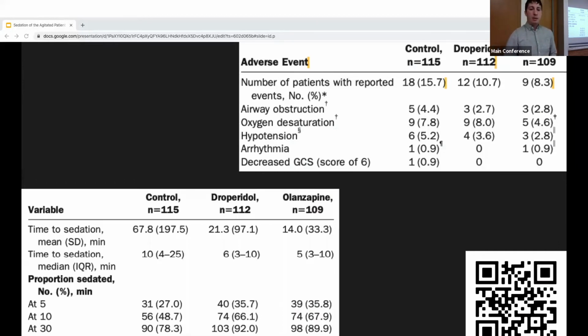Again, ED patients, about 300 patients. The dosing was actually 5 of droperidol IV versus 5 of olanzapine IV. The primary outcome, again, was time to sedation. Droperidol and olanzapine were faster than Versed, and there was no difference in adverse events. Again, no episodes of torsades. So just some evidence to support that maybe droperidol or olanzapine might be the way to go.